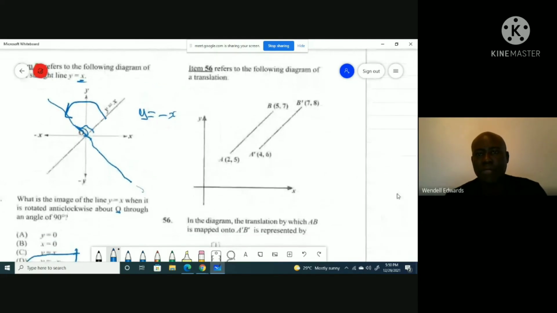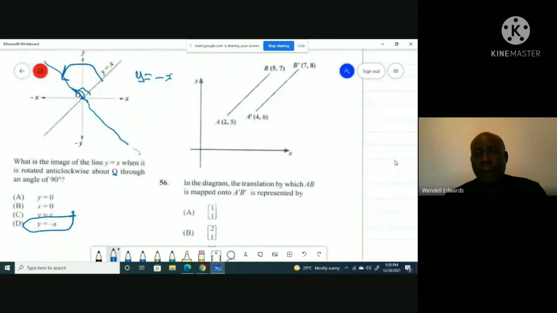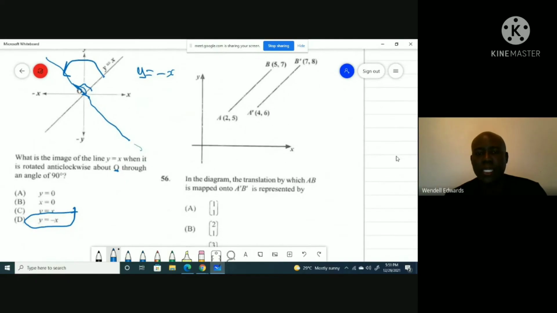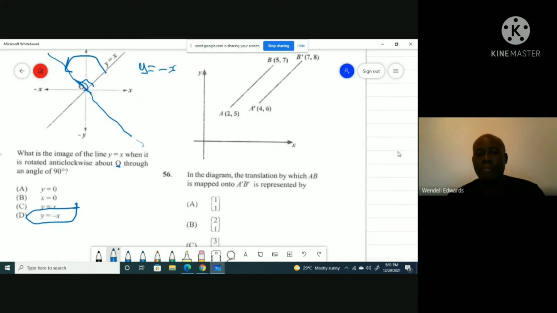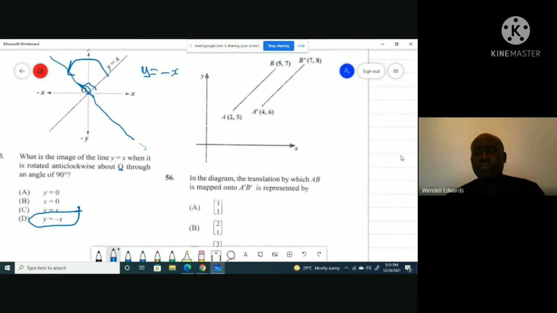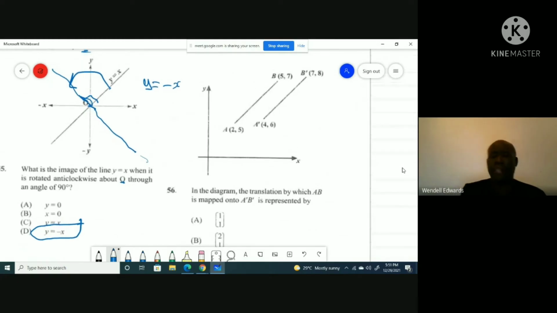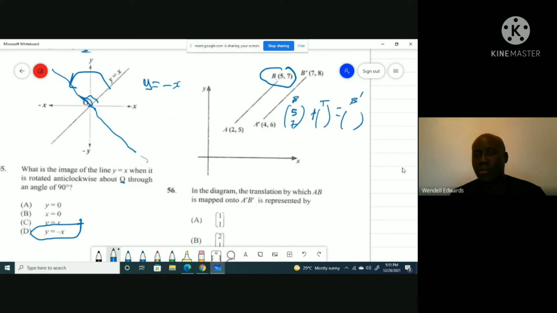56 refers to the diagram. So we're looking at this diagram here. I'm seeing a translation. Anyway, it says in the diagram, the translation by which AB is mapped onto A prime, B prime is represented by what? In an effort to find the translation, you could basically pick a point. So let us say we're picking the point B. I'm going to be adding a translation, and then the result is 7, 8. As you can see, I can take this from that.